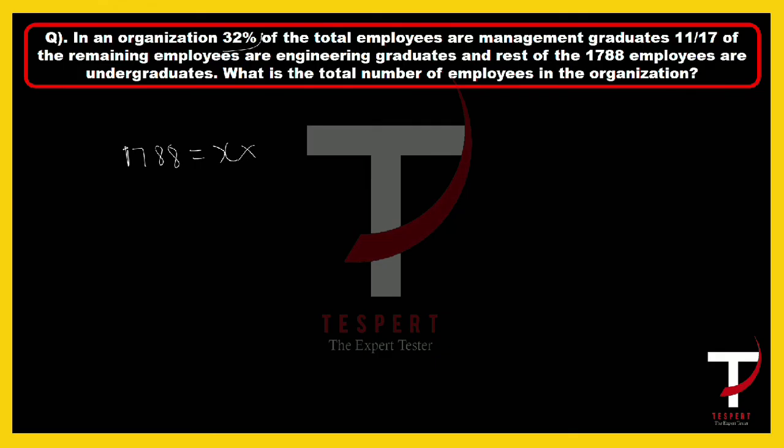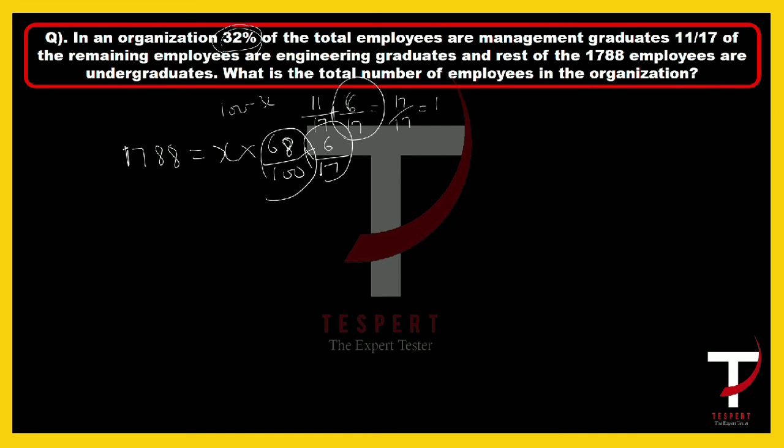x into, if 32% are management graduates, then what is the remaining percentage? 100 minus 32, which is 68/100, into, if 11/17 are the engineering graduates, then the remaining value is 6/17, because 11/17 plus 6/17 is equal to 17/17, which is equal to 1. So the remaining value is 6/17. Why are we taking the remaining values? Because on one side we took the remaining value, so we must also take the remaining values of the others on the other side. So calculate x.